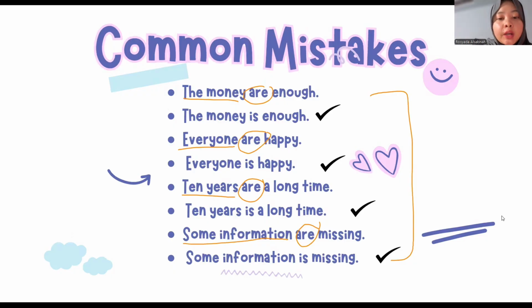So the correct ones: the money is enough, everyone is happy, 10 years is a long time, some information is missing, because they are singular. This mistake happens when we don't identify the subject. So you must identify the subject correctly to find the correct one.